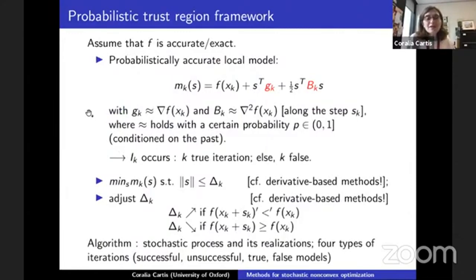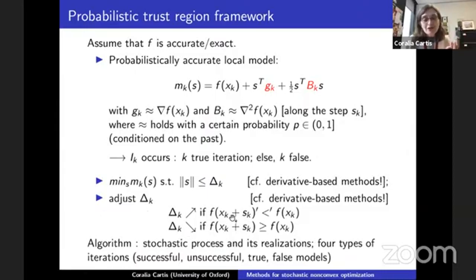Here is my framework. In the models from before, where I had a true gradient and true Hessian, now I am going to have something that approximates my true gradient and my true Hessian, where this approximation only holds with a certain probability p, conditioned on the past iterates. In my algorithm, I have no idea whether I have a good model or a bad model. I call an iteration where I have a good model a true iteration, and otherwise a false iteration. The rest of the algorithm is exactly like trust region methods before: I calculate my step, and then I adjust my trust region.